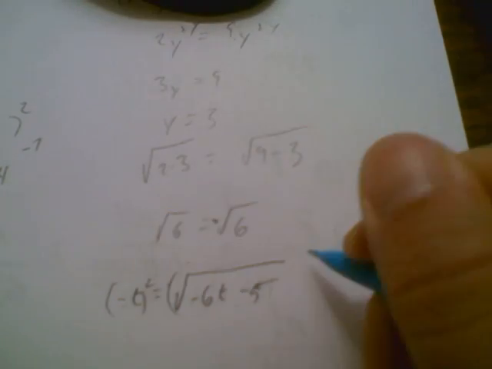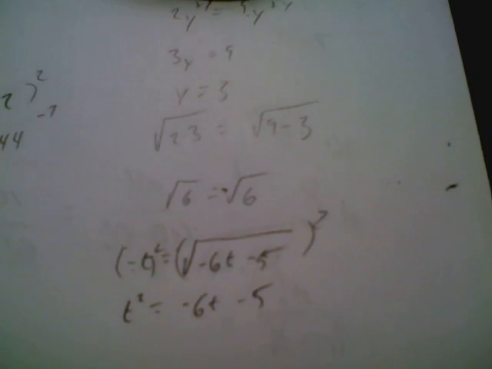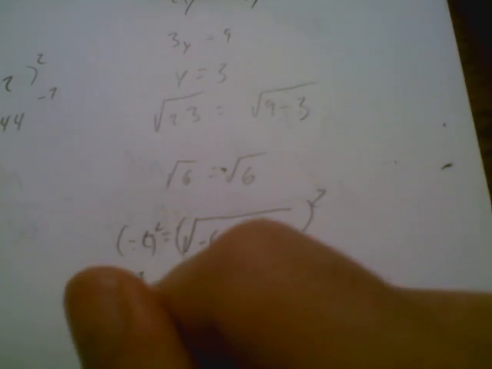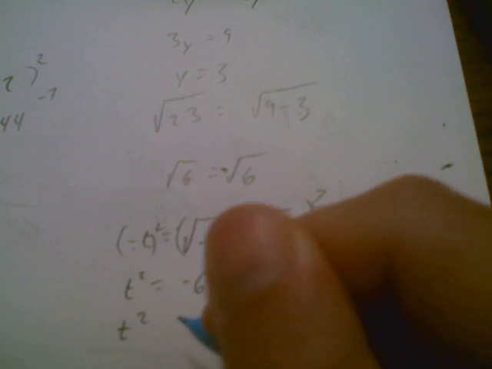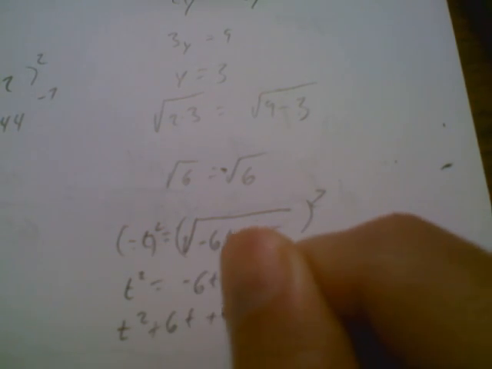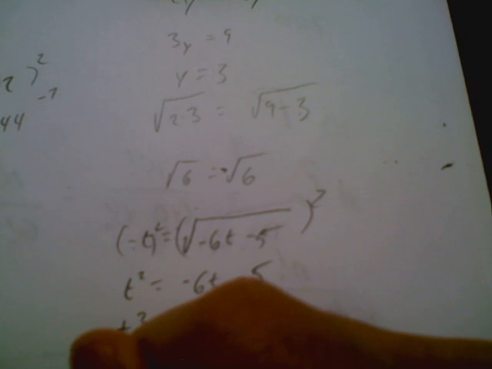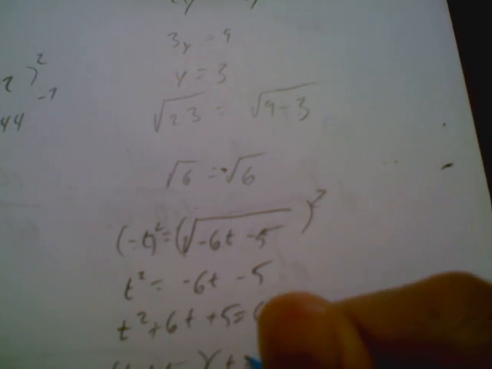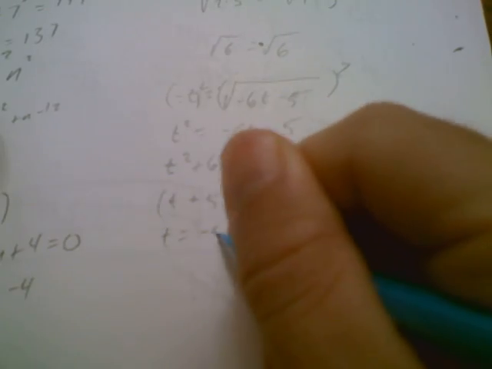Square both sides. t squared equals negative 6t minus 5. And we do the same thing that we did before. We say t squared plus 6t plus 5 equals 0. Factor it: t plus 5, t plus 1. That gives us t equals negative 5 and t equals negative 1. So we have to see if these work. We plug them in and check this out.